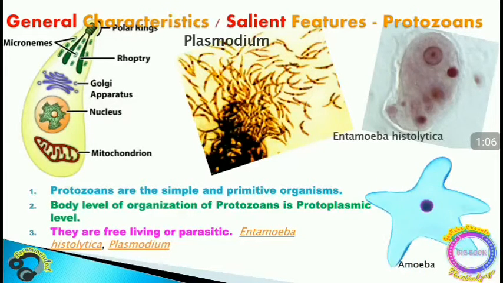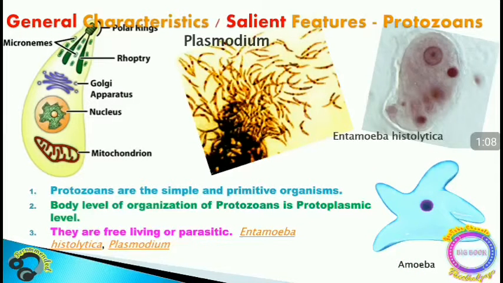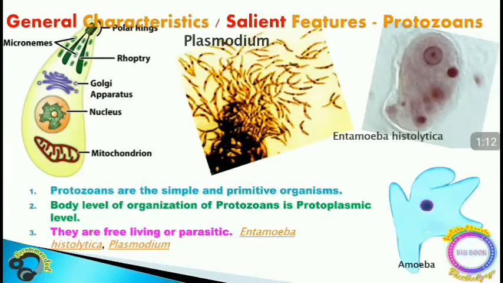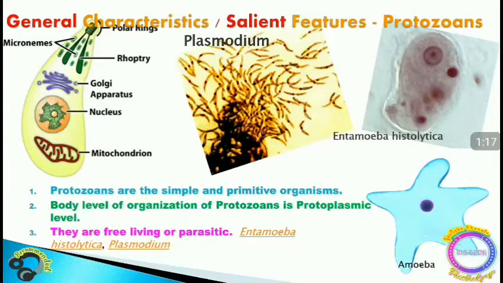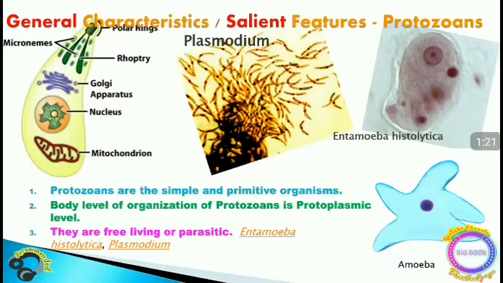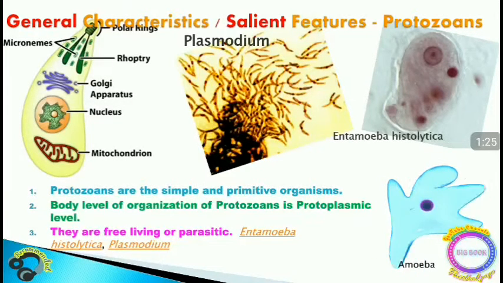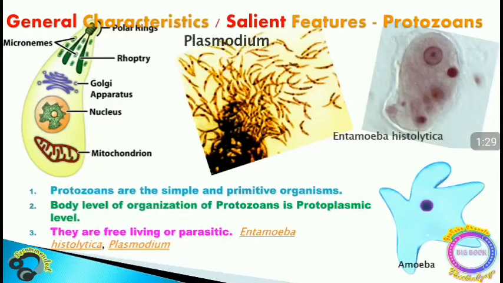So they are free living and parasitic. They are free living, that is, independent living, and parasitic also. They are going to live within the host. Here Entamoeba histolytica and Plasmodium vivax are the parasitic kind. Free living are the amoeba and also paramecium. So these are the examples.